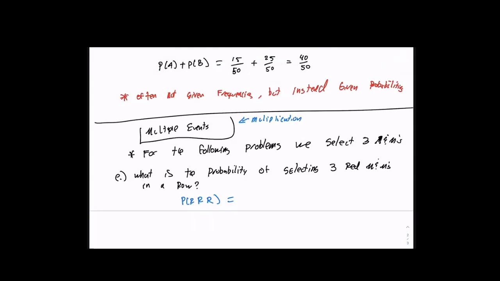We know the probability of selecting a red M&M is 15 out of 50. So the probability of selecting that first M&M is 15 over 50. Then we're going to select another red M&M, 15 over 50. And then a third M&M, 15 over 50. This is the same thing as 15 over 50 to the third power. And when we plug that into our calculator, we would get 0.027. But please note that you also have to show your work. So you would have to have done that work from before.